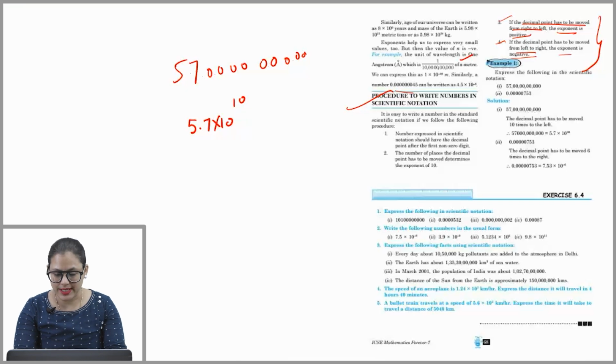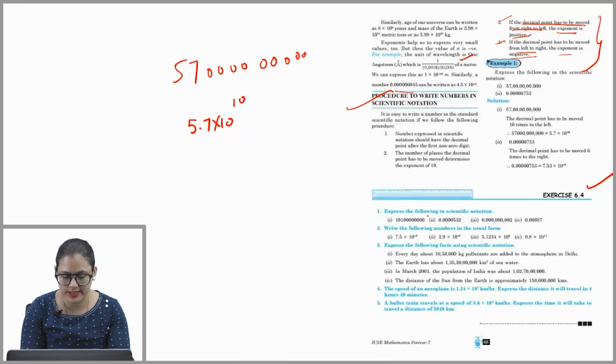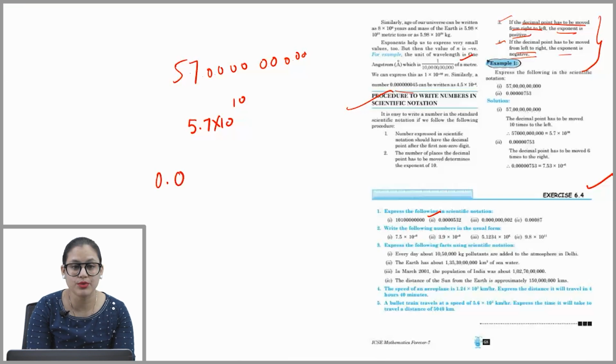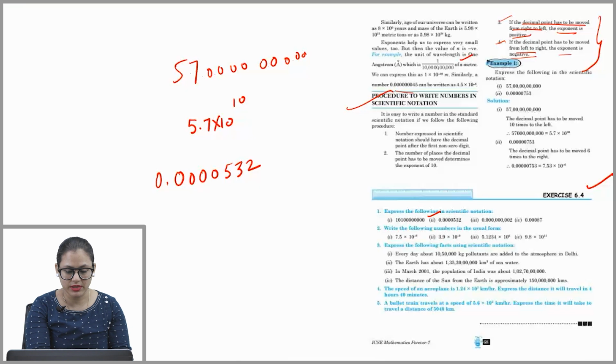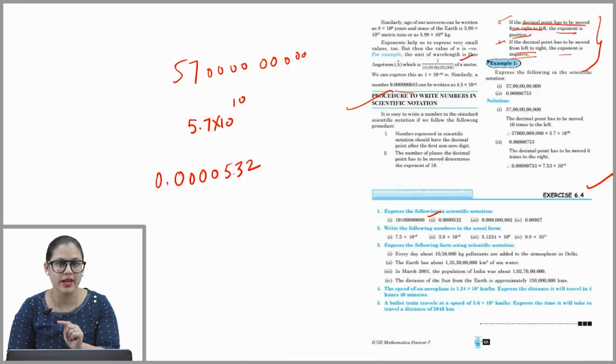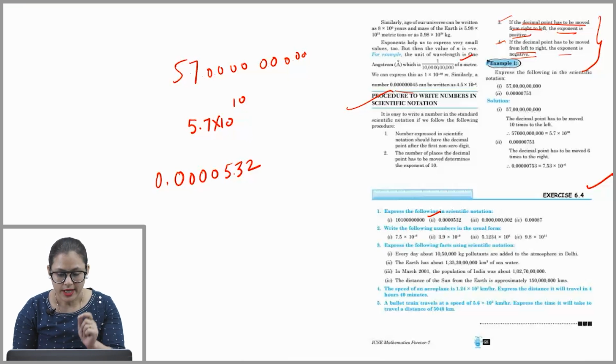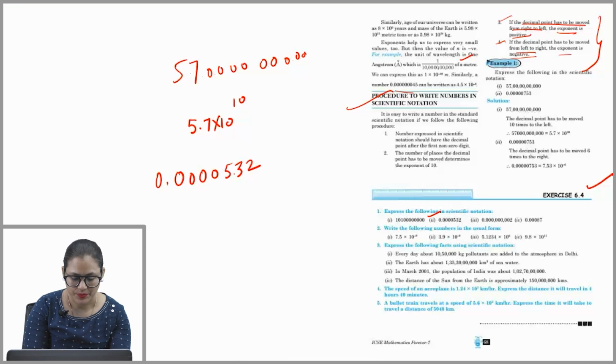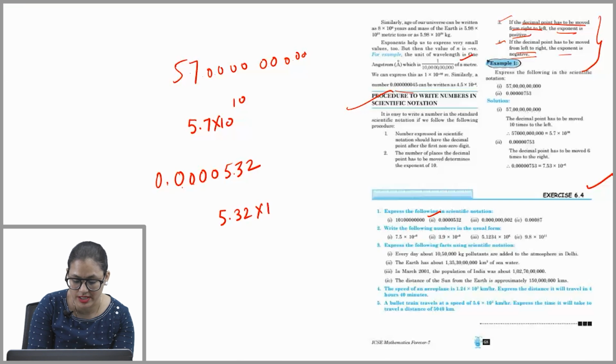Okay. Let's do exercise 6.4. Express the following in scientific notation. Okay, so let's do the second one. 0.0000. How many zeros are there? 4, and then 5, 3, 2. Okay, we have to move this decimal after 5. And we are moving from where? Left to right. So in this case, the exponent will be negative. Okay, 1, 2, 3, 4, 5. So 5.32 into 10 raised to the power minus 5.